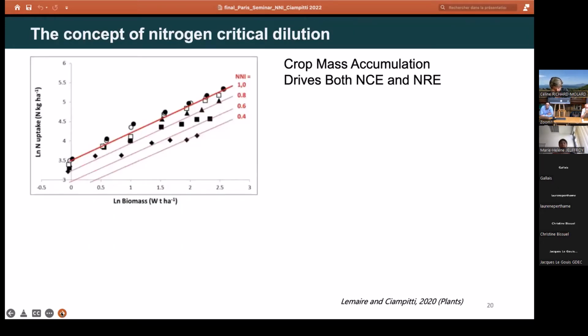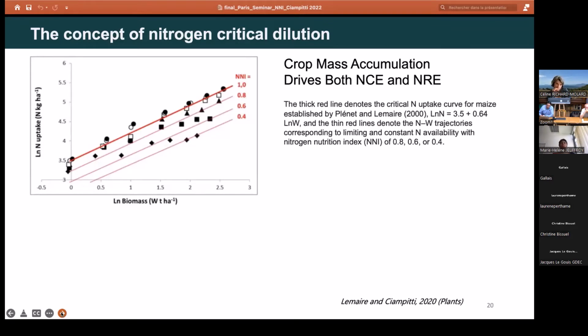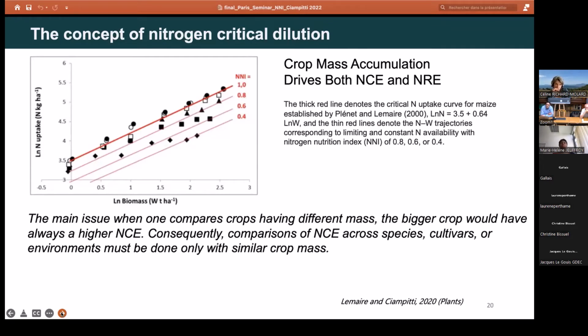And we know that the accumulation of biomass drives these two factors, the recovery and the conversion. If you look at this log-log ratio of uptake and biomass and the different nitrogen nutrition index, it explains quite well that in many situations, when we compare things, and this happens a lot in breeding programs, we compare different genotypes and say, okay, this genotype has much better NUE than this one. In many situations, we are not comparing those at the same biomass. We're comparing one genotype that has larger biomass, and in that case, we'll have higher conversion efficiency.